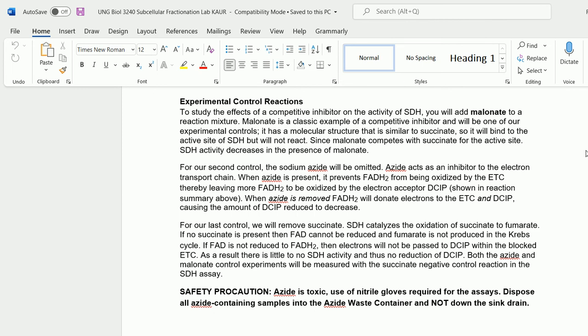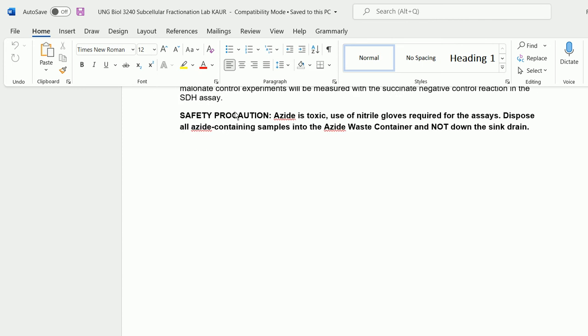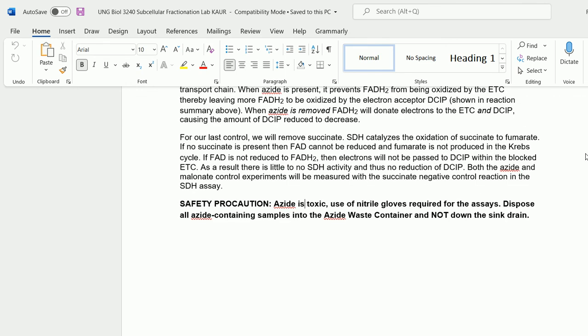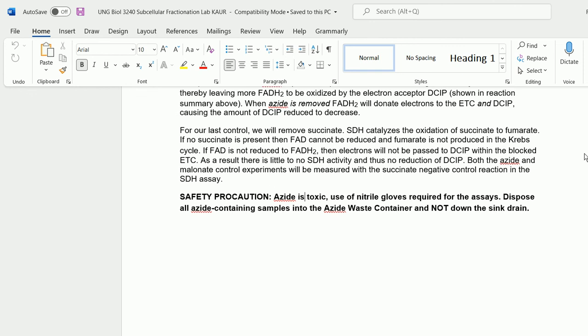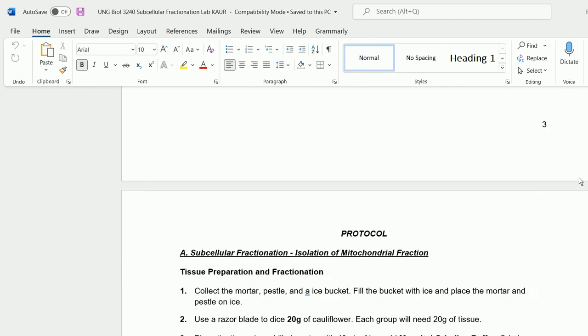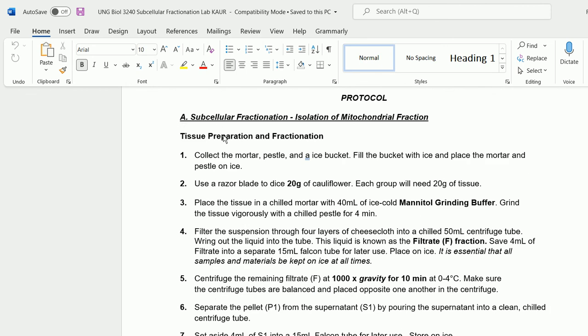In this experiment, some information is given here about the controls we are going to use. I will be talking about those also, and this is a safety measure. Azide is toxic, so you need to wear gloves. Dispose all azide containing samples into the azide waste container and not down the sink drain. More instructions will be coming in the lab. You need to be careful when you're using azide, because it is toxic. Okay, so let's go over the protocol.